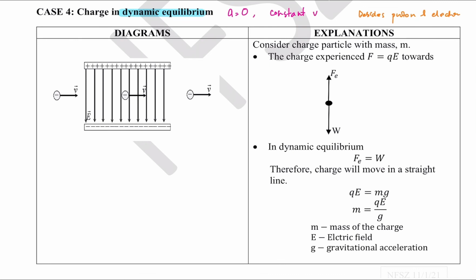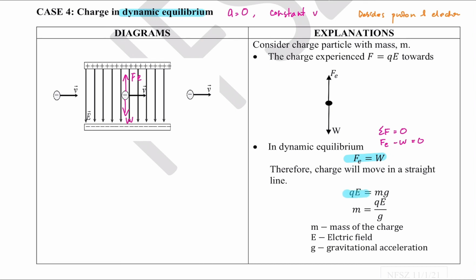Okay, so kita tengok kat sini, kita ada negative charge kat sini. So, apabila dia masuk saja dalam yang ini, dia akan experience apa? Fe ke atas dan juga weight ke bawah. Okay, sebab dia ada static dan dynamic equilibrium. So, basically summation F akan sama dengan kosong. So, Fe tolak W sama dengan kosong. Therefore, Fe sama dengan W. So, F equal to QE equal to mg. So, M equal to QE over g.